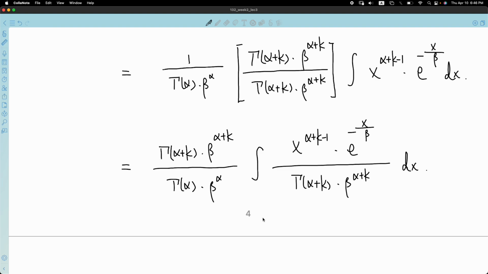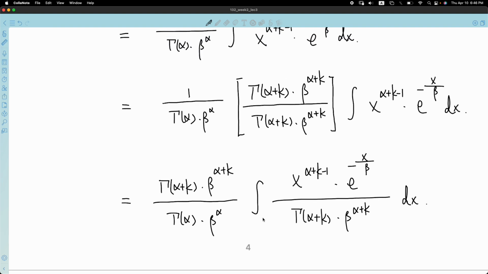Yes? How did you know to do that? By design. Good question. So now the reason why we want to do this one, the square bracket, is because we want to do it this way. And from here, by looking at this expression, what do you think this integral should equal to? It's just equal to 1, because this is the probability density function of a gamma distribution.